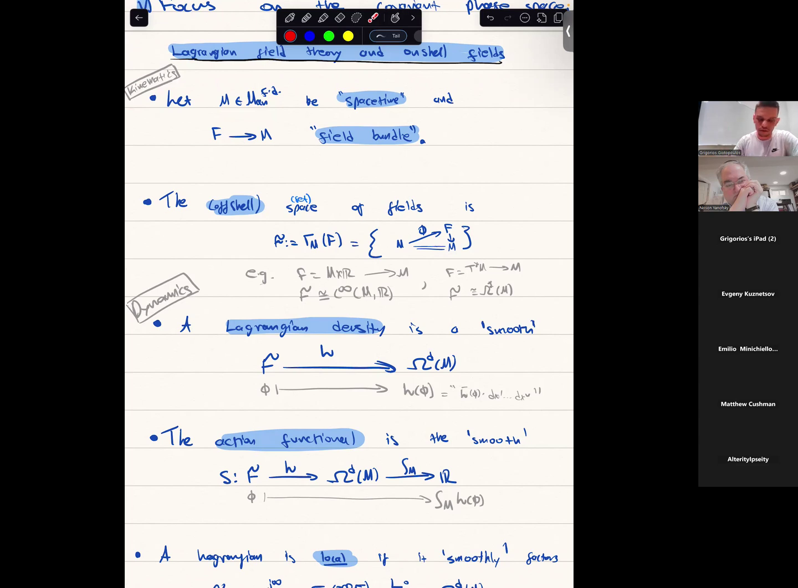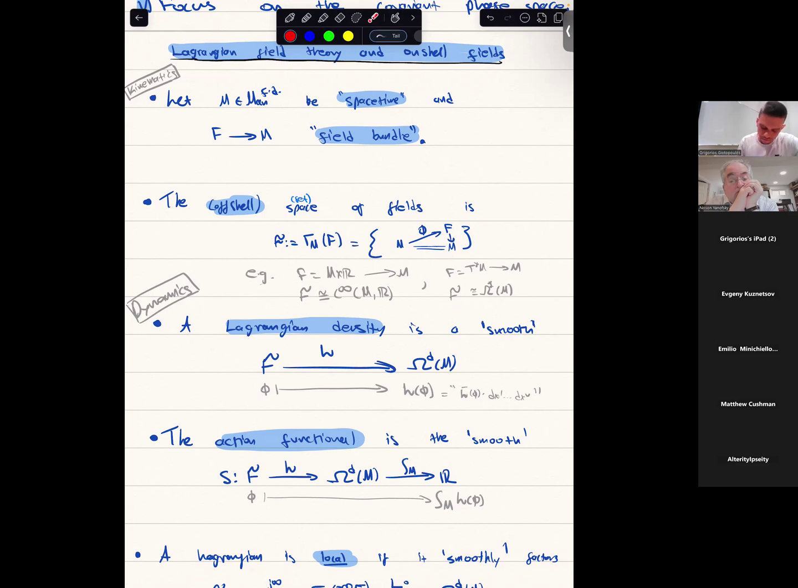Maybe compact or not, which we call the space-time, and there is a field bundle over it in general, which dictates the nature of the internal structure of the fields. As a definition, what physicists call the off-shell, i.e. not satisfying any field equations, space of fields, they say space, but it's really just a set. It's just a set of sections of some fiber bundle, smooth fiber bundle over the space-time.